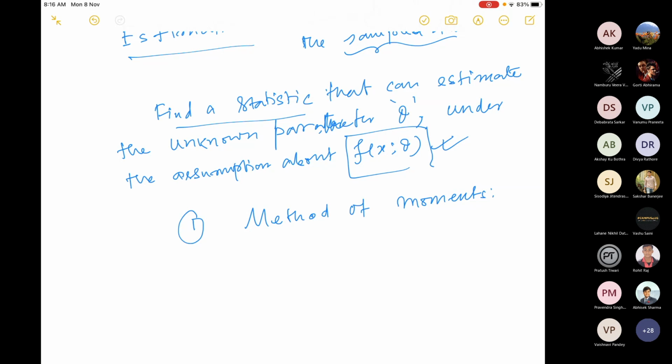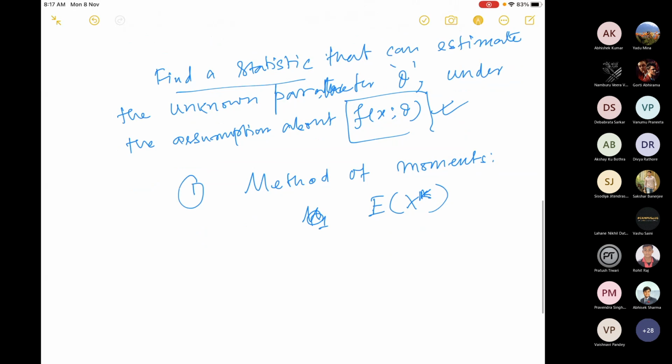We said the method of moments. So the idea here is you have to choose a value for this unknown parameter theta such that the observed data, that means the sample data, have the same moment as the population. So what are the moments? This is the expectation of X to the power k, where X is the distribution and k is a positive number. If we have, let's say, one parameter, I'll only consider k equal to 1. If I have two parameters, I'll consider k equal to 2 and so on.